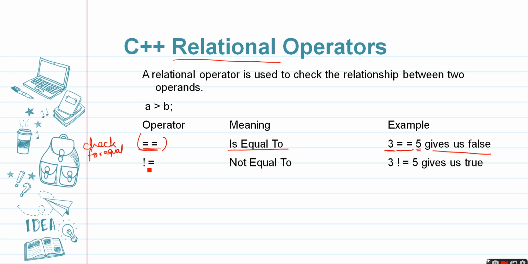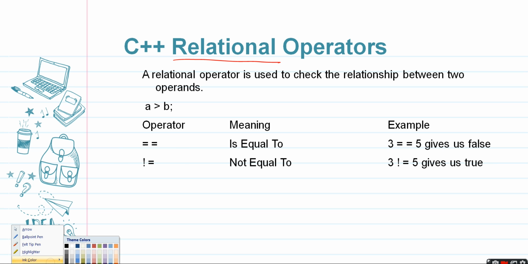Then next we have not equal to. This exclamation mark and this equal to is pronounced as not equal to. This is the symbol of not.